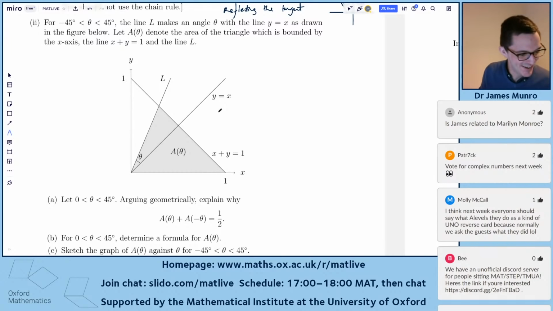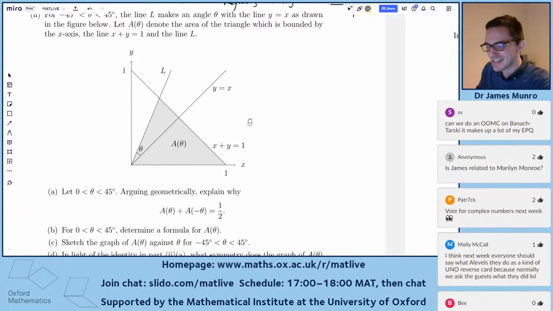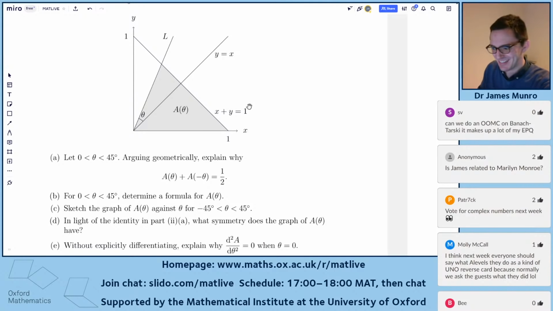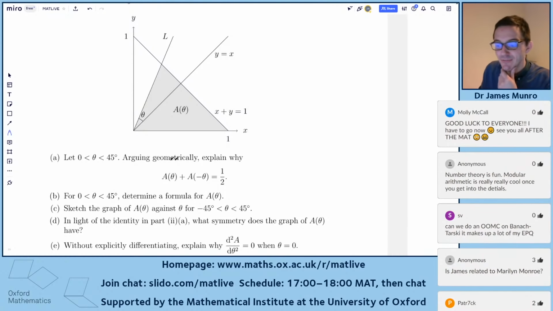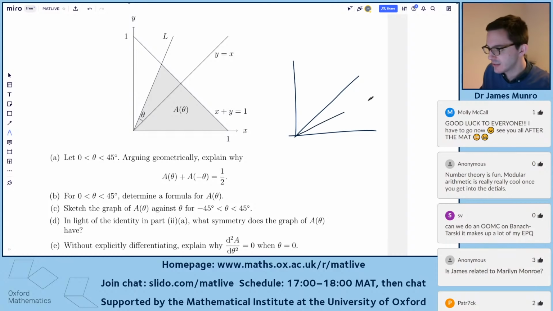Right, cool. Right, we're going to talk about this triangle. The idea for this one, arguing geometrically, is not something we say very often, but we wanted you to sort of think about geometry and shapes and give us some explanation about why these things add up. So I guess you need a picture with negative theta, like this, and some sort of idea about labelling this bit matching up with this bit over here. And those areas added up to 1/2.